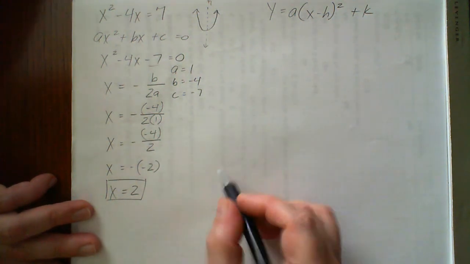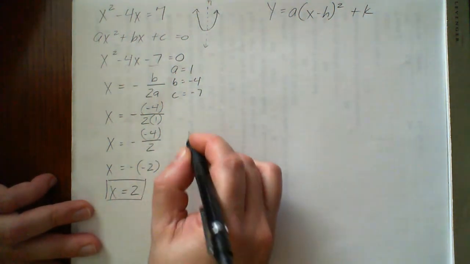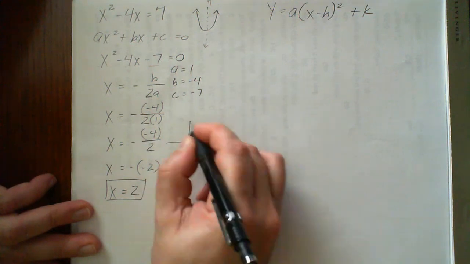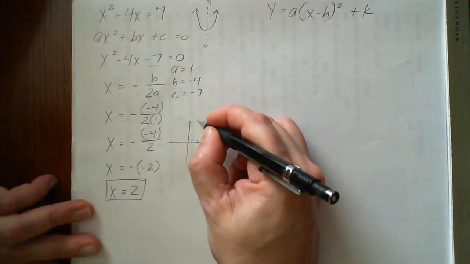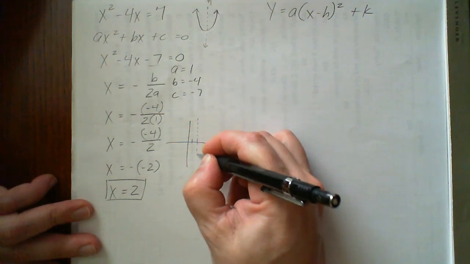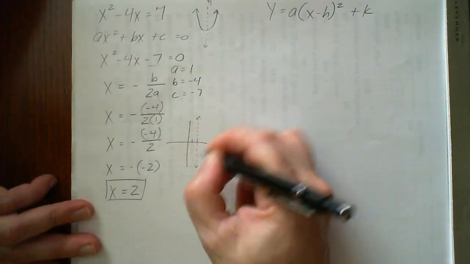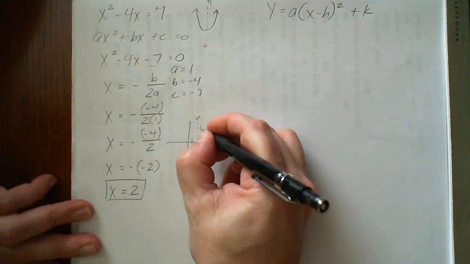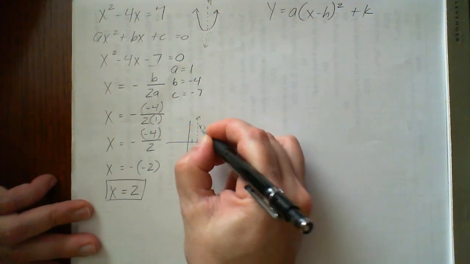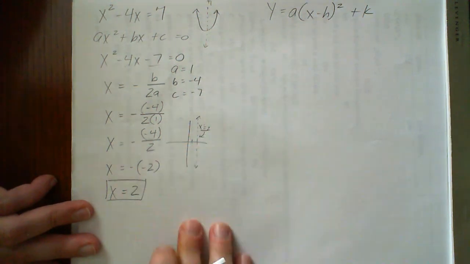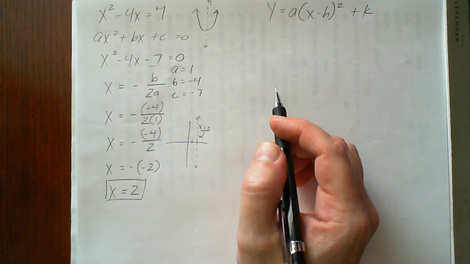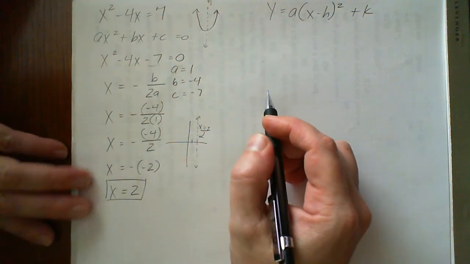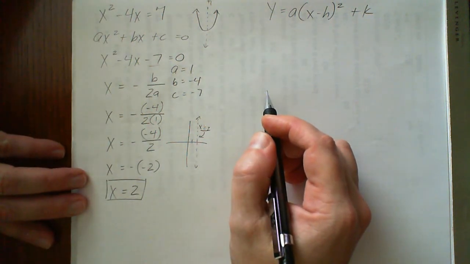Alright, so when we're thinking of it on a coordinate plane, if I have my x and y axis here, here's an x value of 2. X equals 2 is just a line going through that point 2 on the x-axis. Alright. Now, sometimes we're asked not only to find the axis of symmetry, but to find the vertex.